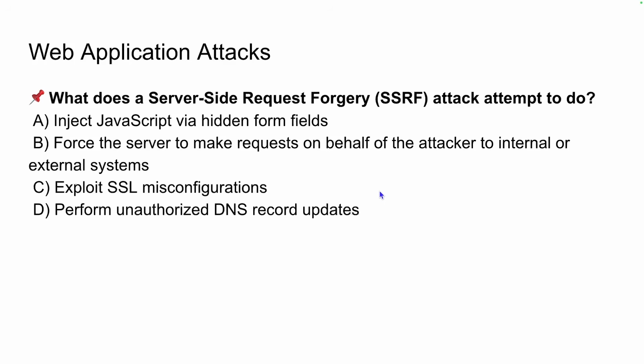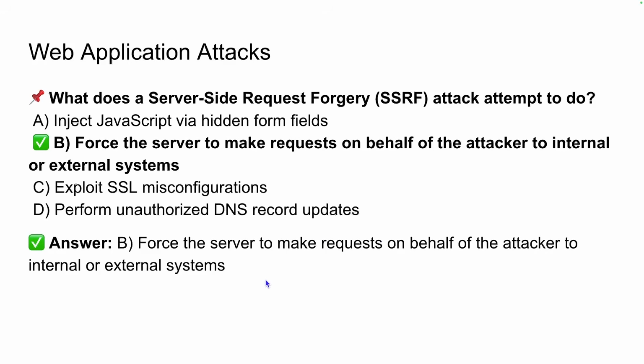What does a server-side request forgery attack attempt to do? Inject JavaScript via hidden form fields. That would be cross-site scripting, so that's not it. Force the server to make requests on behalf of the attacker to internal or external systems. That is definitely the answer. Exploiting SSL misconfigurations has to do with, again, encryption and the configurations of their SSL, so I'm going to say no. And to perform unauthorized DNS record updates, that's also not it. So forcing the server to make requests, right? Server-side requests, that would be the most obvious.